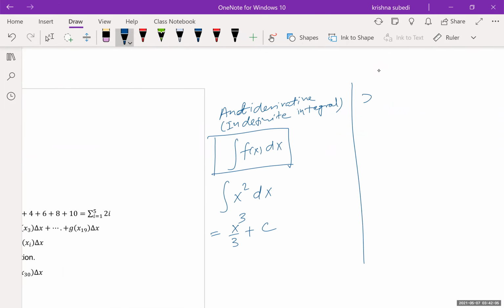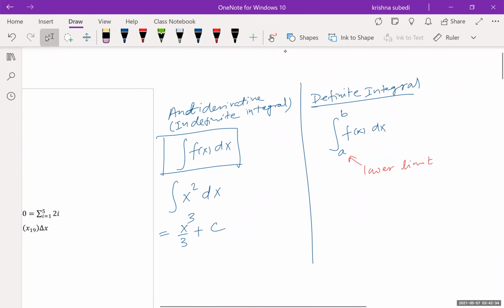Now, the definite integral. What does that mean? Let's say we have some interval here for x, so a to b, for example. This kind of integral is called a definite integral, and this a is called the lower limit, and this b is called the upper limit. Remember, the function must be continuous in order to be integrable.